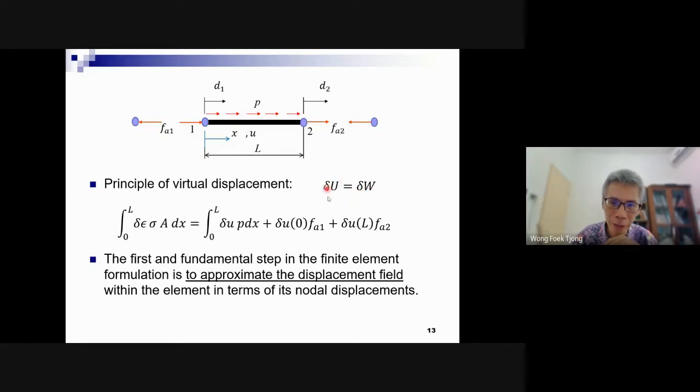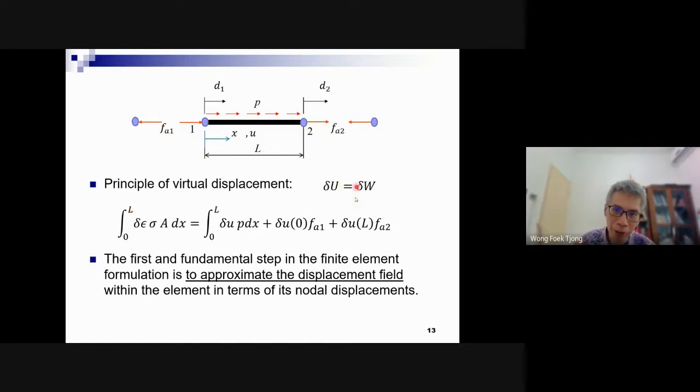But what is delta U? Virtual strain energy is virtual strain times actual stress, this is actual, okay? This is the cross-sectional area, and this is x. We integrate over the element, so the integration goes from 0 to L, the element length. Again, this is not the whole bar length, but the element length, okay? This is delta U, the virtual strain energy.